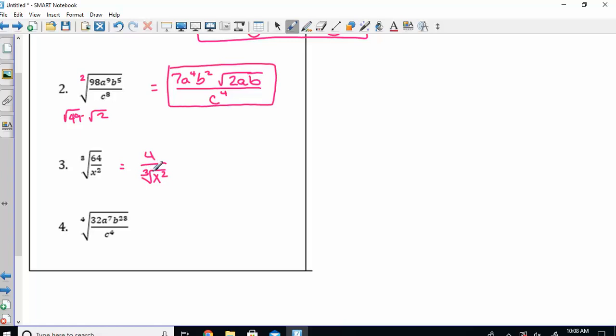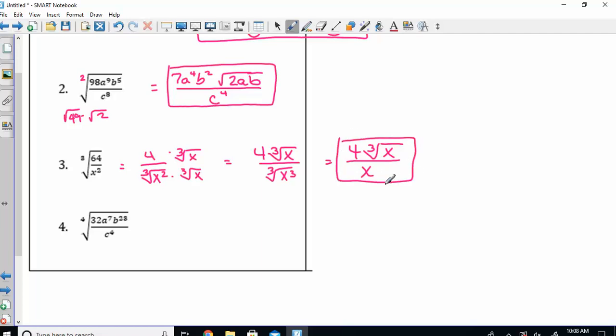This is a cube root, which means I need a group of 3 before I can pull it out. I currently have 2 x's here, so we need one more, so we have the cube root of x that we're going to multiply by on top and bottom. So that gives us 4 cube root of x over the cube root of x cubed. Cube root of x cubed, saying if you have 3 x's, how many groups of 3 can you form? Just one, so a single x.